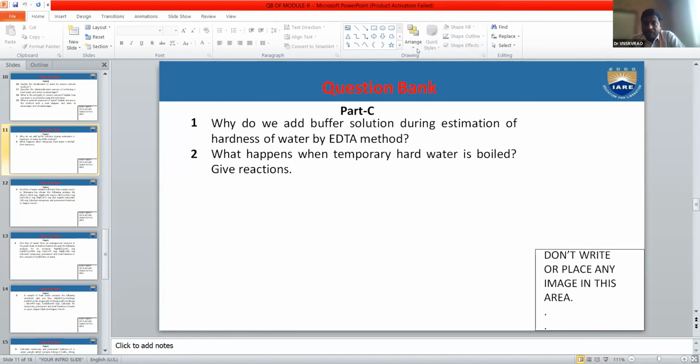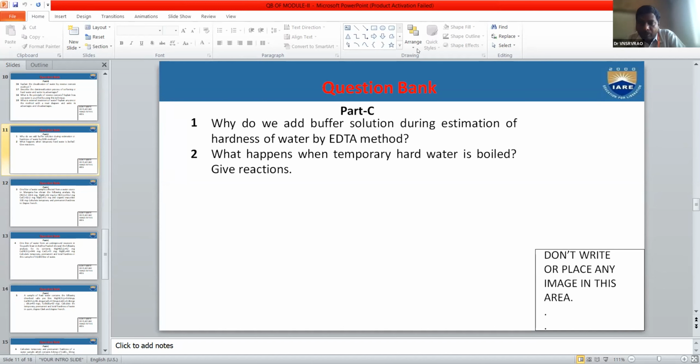Now the preparation of this buffer: 17.4 grams of ammonium chloride is dissolved in 142 ml of the ammonium hydroxide solution. Then the resultant solution is made up to a 250 ml volumetric flask. So that is the preparation of a buffer solution.